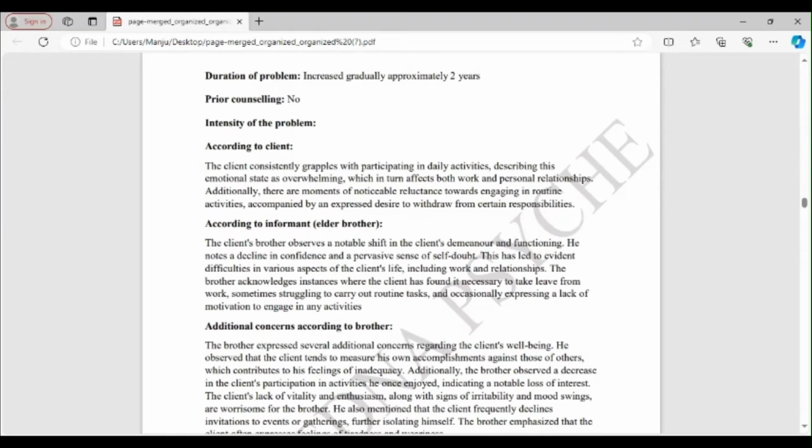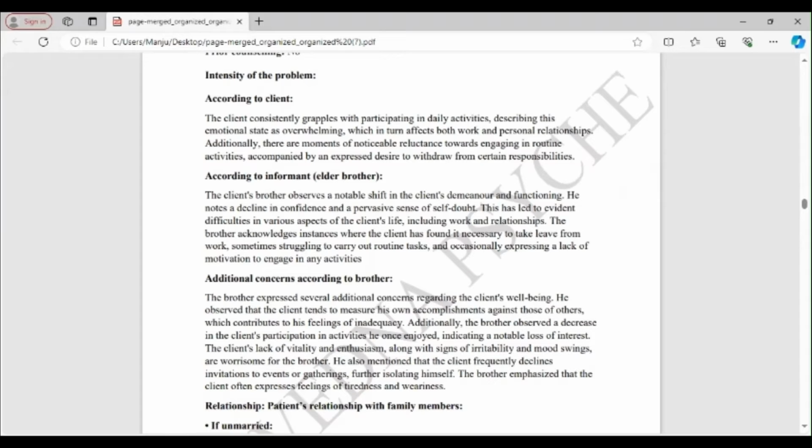Additional concerns, according to the brother or the informant, he expressed several additional concerns regarding the client's well-being. He observed that the client tends to measure his own accomplishments against those of others, which contributes to his feeling of inadequacy. Additionally, he observed a decrease in the client's participation in activities he once enjoyed, indicating a notable loss of interest. The client's lack of vitality and enthusiasm, along with signs of irritability and mood swings, are worrisome for the brother. He also mentioned that the client frequently declines invitations to events or gatherings, further isolating himself. The brother emphasized that the client often expresses feelings of tiredness and weariness.